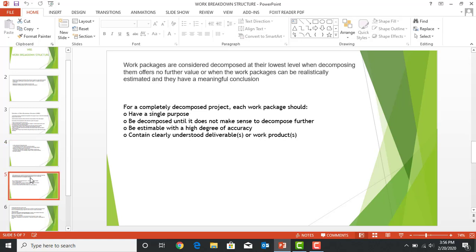Now, what is a work package? Work packages are considered decomposed at their lowest level when decomposing them offers no further value, or when the work packages can be realistically estimated and they have a meaningful conclusion. The last level in the WBS is known as a work package. And where should we stop, so when can that level be achieved? Each work package should have a single purpose. It should be decomposed until it does not make sense to decompose further, be estimable with a high degree of accuracy, and contain clearly understood deliverables or work products.